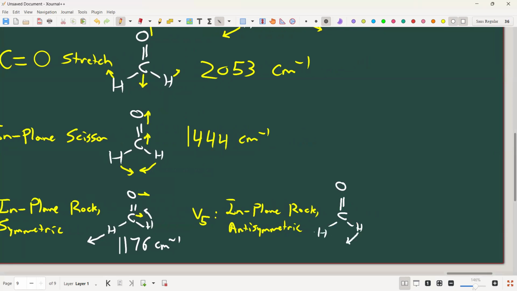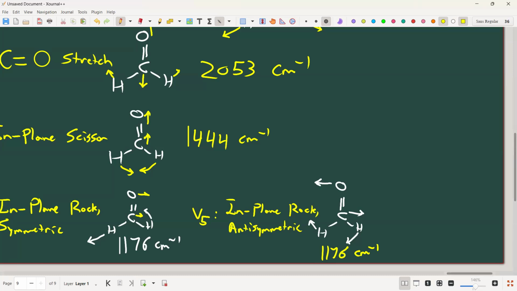This atom kind of goes like this. This one perks up like this. Carbon moves this way, and the oxygen moves this way, right? So you're kind of jerking everything around a little bit. Really, really interesting. This has the same energy as the other rock.